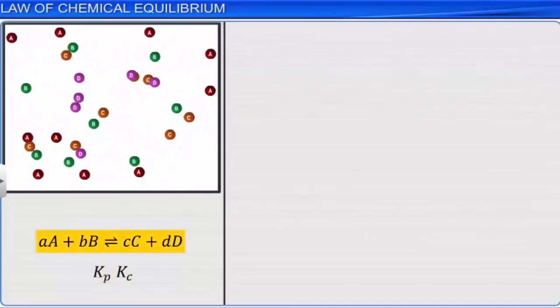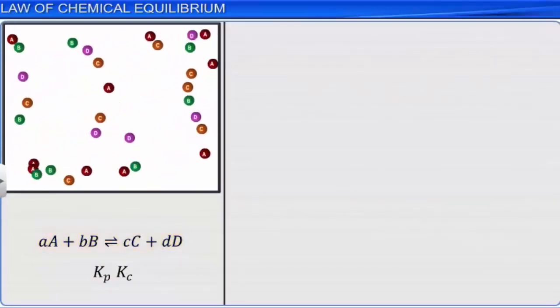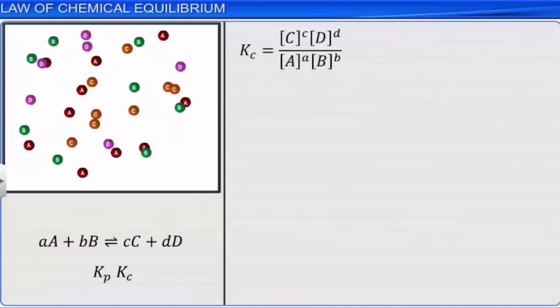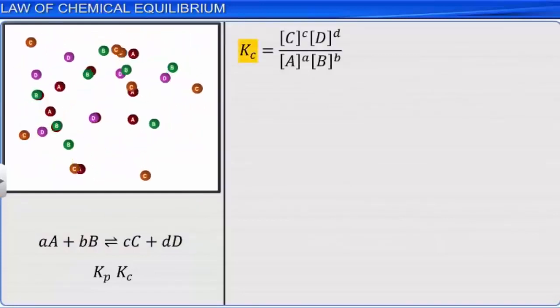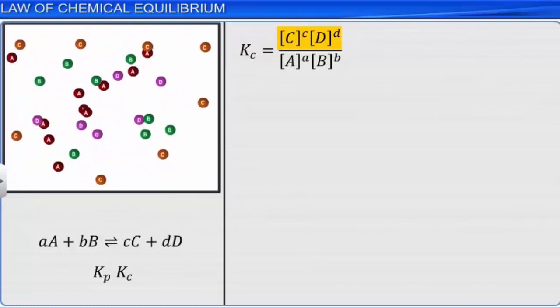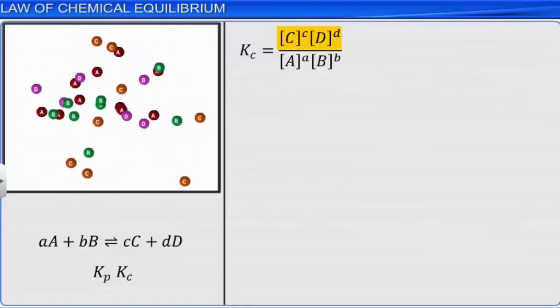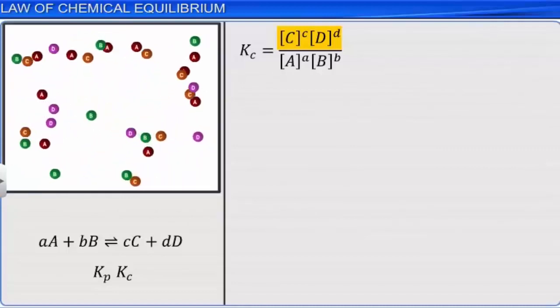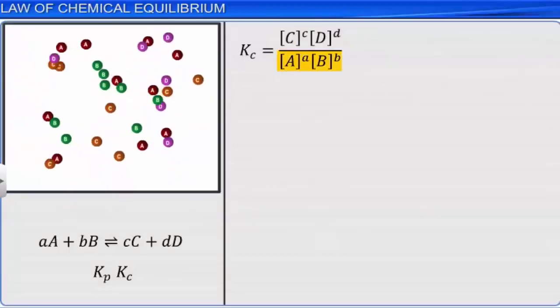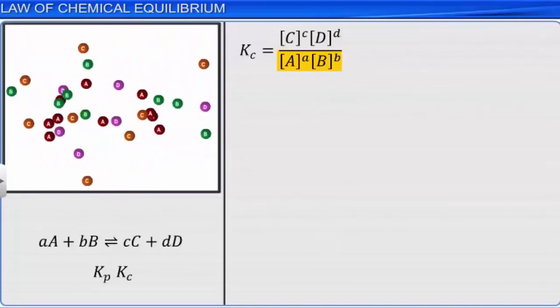For a general reaction of the type aA + bB in equilibrium with cC + dD, the equilibrium constant is written as Kc equal to the product of the concentration of the products, [C] raised to the power of c and [D] raised to the power of d respectively, divided by the product of the concentration of the reactants, [A] raised to the power of a and [B] raised to the power of b respectively.